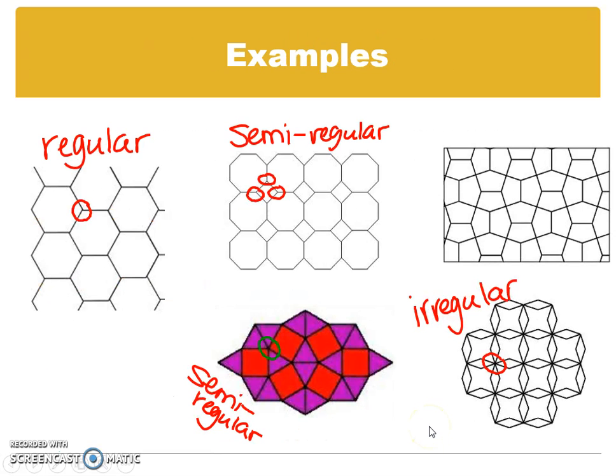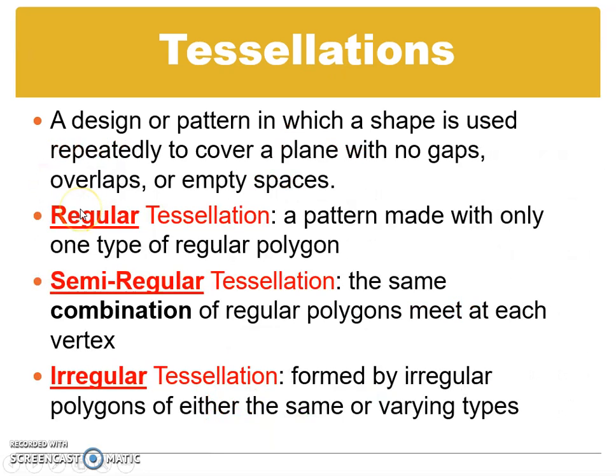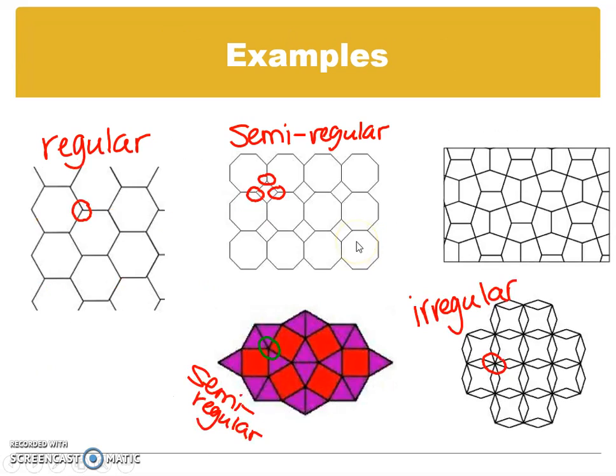So let's look at some examples here. This is an example of a tessellation. These are all regular polygons, and this is a regular tessellation. A regular tessellation is a pattern made with only one type of regular polygon. So you have a hexagon here. So this is a regular tessellation, a pattern.